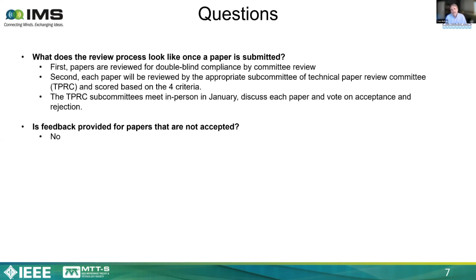Now, one thing is, folks ask the question, is there feedback for papers that are not accepted? And the short answer to that is no, that can't be provided. The technical review process is something done by the subcommittees, and it's really not something that we can effectively do. So we won't be providing feedback to papers that have not been accepted.